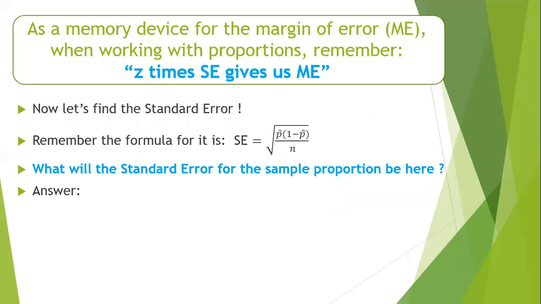Now, as a next step, let's find the important standard error. Remember that the formula that we want to use is standard error equals the square root of sample proportion times 1 minus the sample proportion divided by n, where n is the sample size. Given that formula, what will the standard error for the sample proportion be here? Remember, we had a p hat value of 0.4 and a sample size of 300 who were surveyed. Take a moment now, and with your calculator, find that value. What is the standard error given the information that we have? Given that p hat is 0.4 and that n is 300.